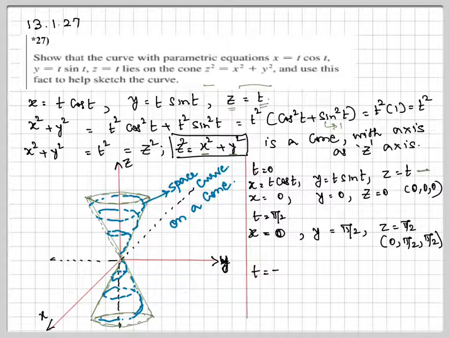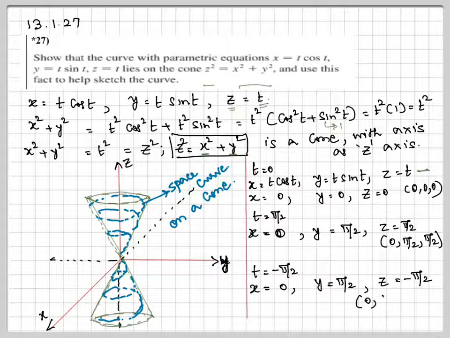Maybe we can try a negative value for t. So t equal to negative pi by 2 will give us x equal to 0, y equal to pi by 2, z equal to negative pi by 2. So 0, pi by 2, negative pi by 2 is a point on the curve. So you see 0, 0, 0 is a point on the graph, which will be this one. It will be this point over here.